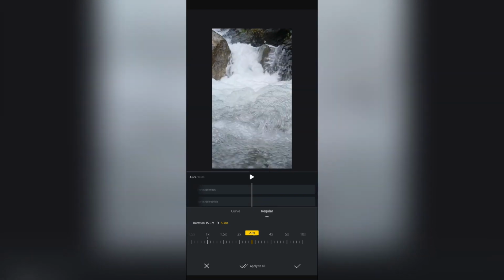You can use any of these tricks in VN to stabilize your video. Apart from that, VN doesn't have any specific stabilizer for your videos.